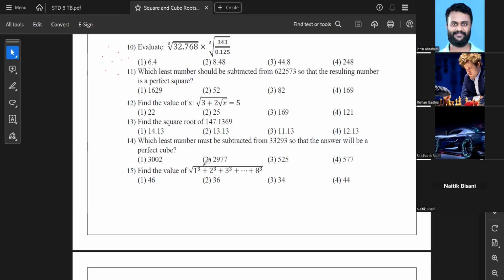Going to the next one: which least number should be subtracted from so and so number so that the resulting number is a perfect square? Now, perfect square, logically speaking, sir, we'll have to find the square root of this number by division method, and then the remainder is the number to be subtracted. Even I was thinking the same only. Sir, is there any other method which is faster in comparison to long division method? Yeah, I'm thinking. Because it usually takes a lot of time.